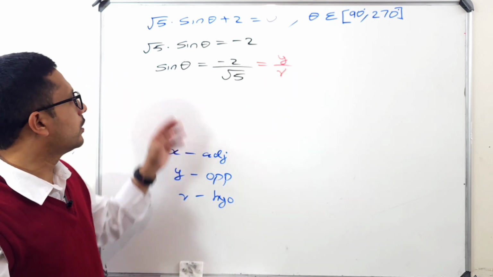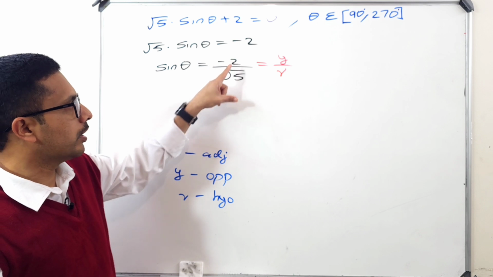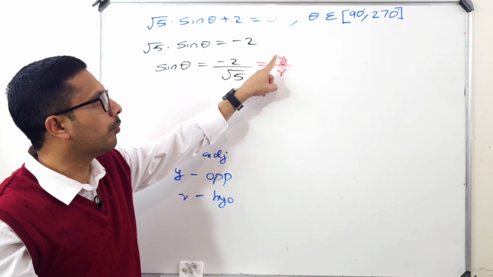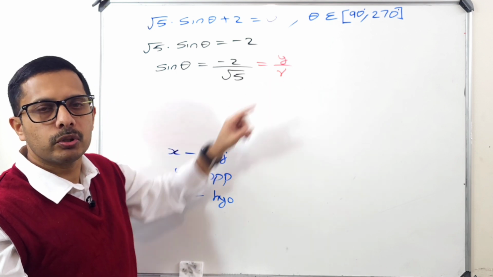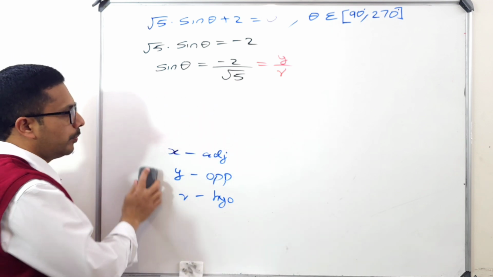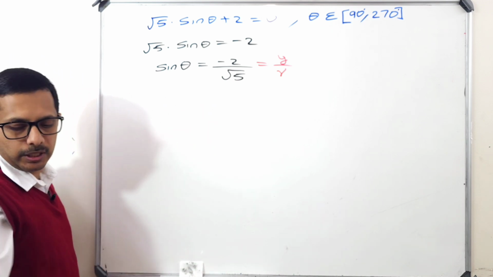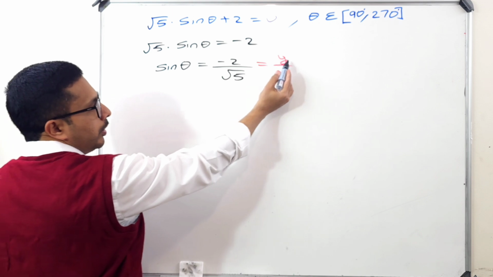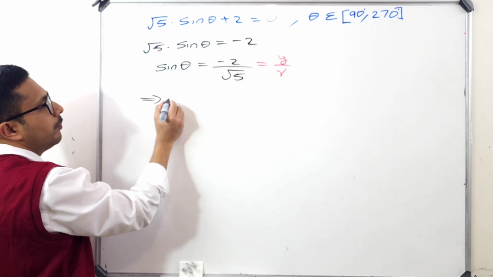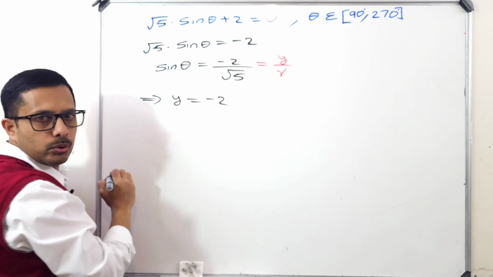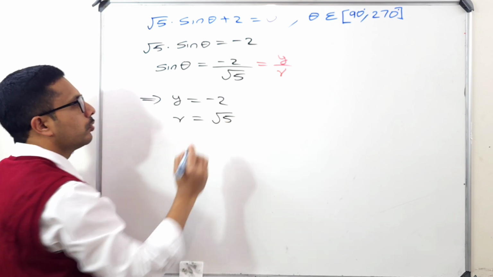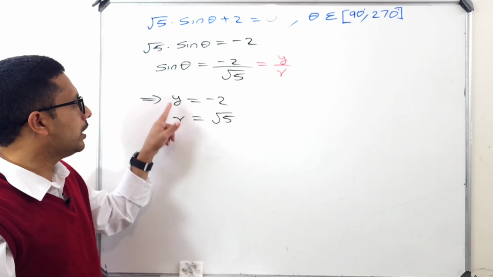So what is given? Sine theta is equal to minus 2 over square root of 5, and by the definition of sine theta we know that it is opposite side by hypotenuse. So now we can equate the numerator and denominator. What is the value of y from there? Here you can see the numerator: here it is y, here it is minus 2. What is the meaning of that? It implies that y is equal to minus 2, and what is the value of r? r is equal to square root of 5. So we got the values of y and r.